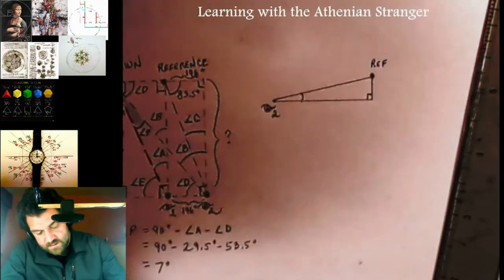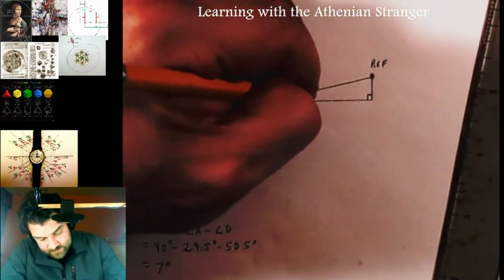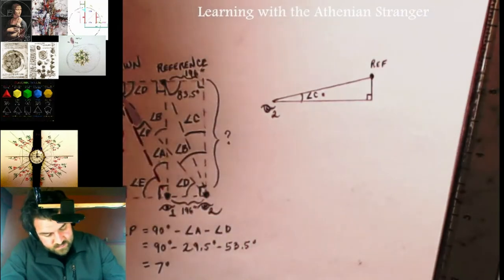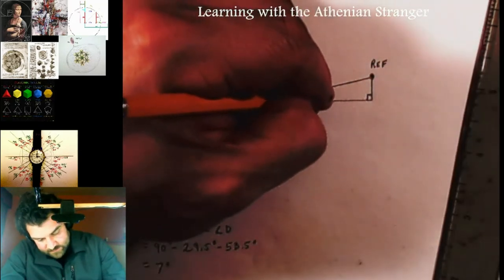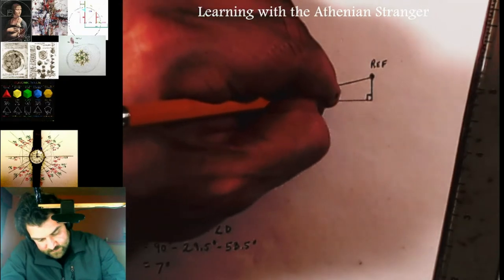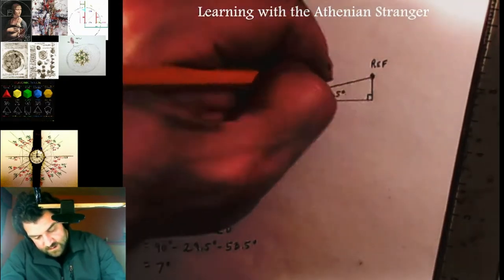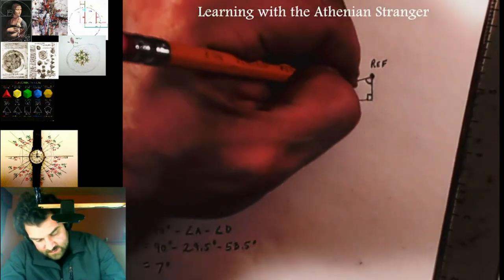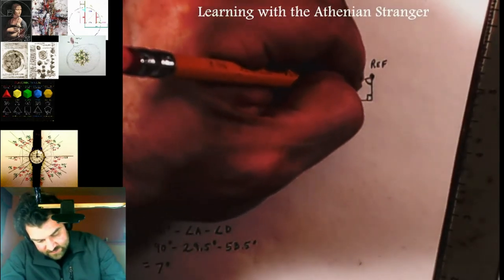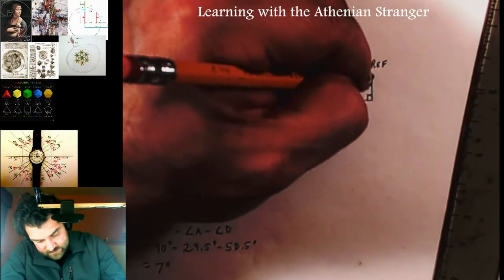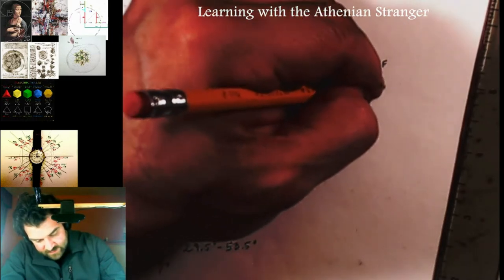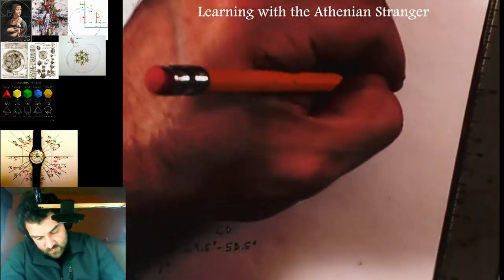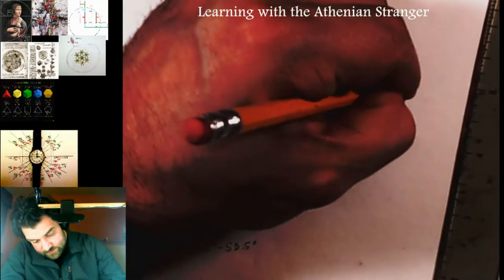This angle here is angle C, and that was equal to 6.5 degrees. Right, so 90 minus 6.5 gave me 83.5 up here. 83.5 right here. And this distance we measured using a tape measure as 196 inches.